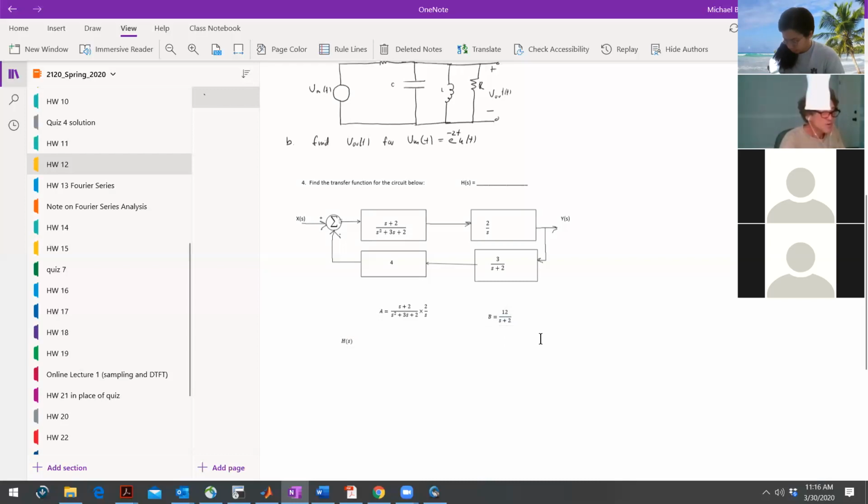All right, so your total gain here would be equal to A over 1 plus A times B. Y'all remember that? I think so. Yes. Yeah, and now you put the numbers in and you just simplify.